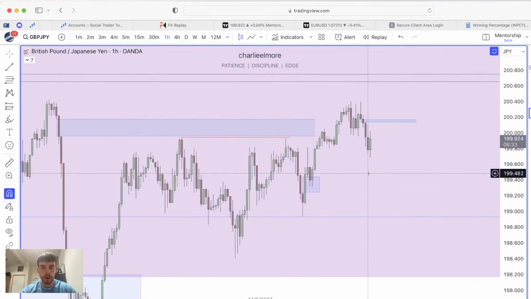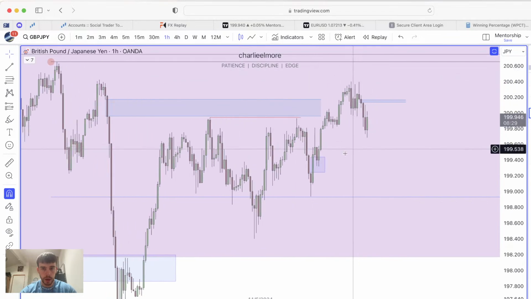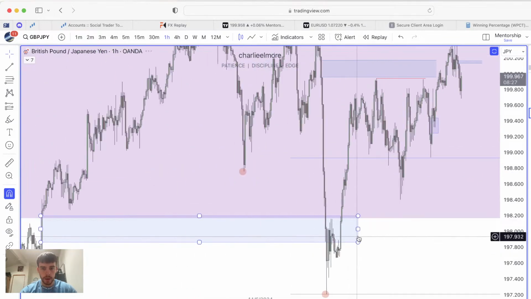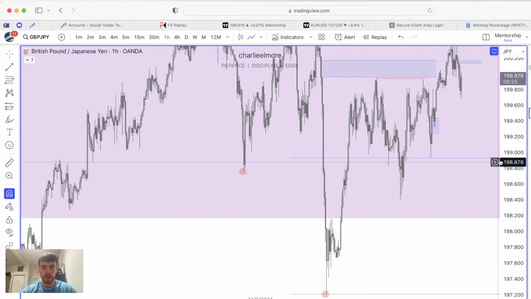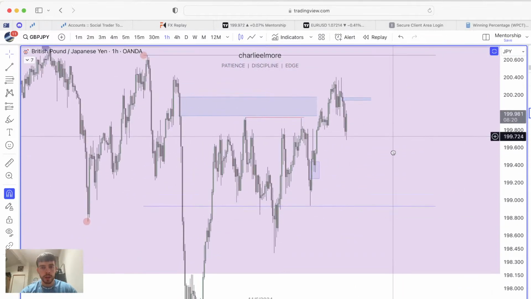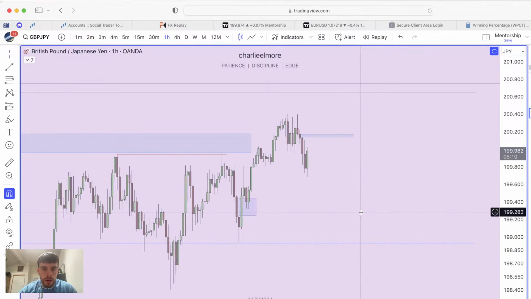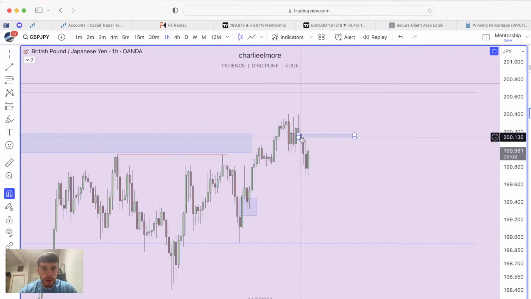On the 1 hour, you can see I've got some 1-hour imbalances outlined here. Take that off. So what price has done, I'm not going to get into any trades now because it's too late in the day for me. But what price has done is it's obviously created that bearish imbalance right there.